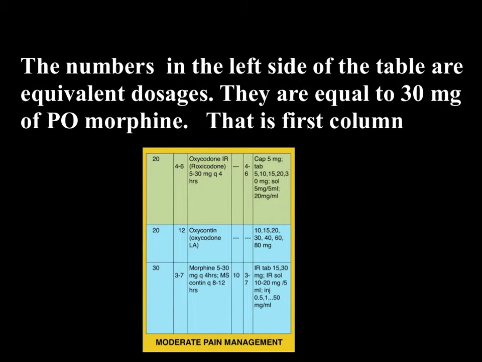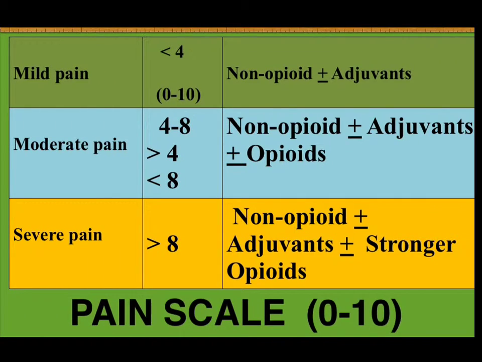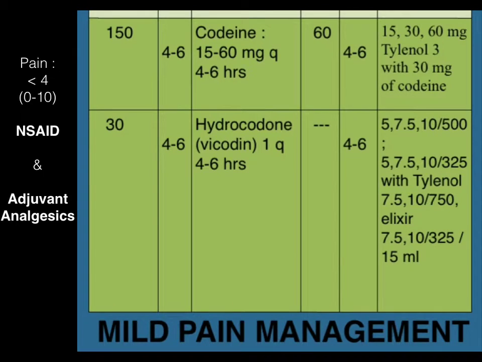And we do have an equivalent chart, and the left hand column has the equivalent dose of the morphine, which is 30 milligram, to the number I put there. So pay attention to that. And to start the pain management, you need to know the pain scale. Mild pain is less than 4, and severe pain is more than 8, and the moderate pain is between 4 and 8. It is really oversimplified. Between 4 and 8 is a moderate pain.